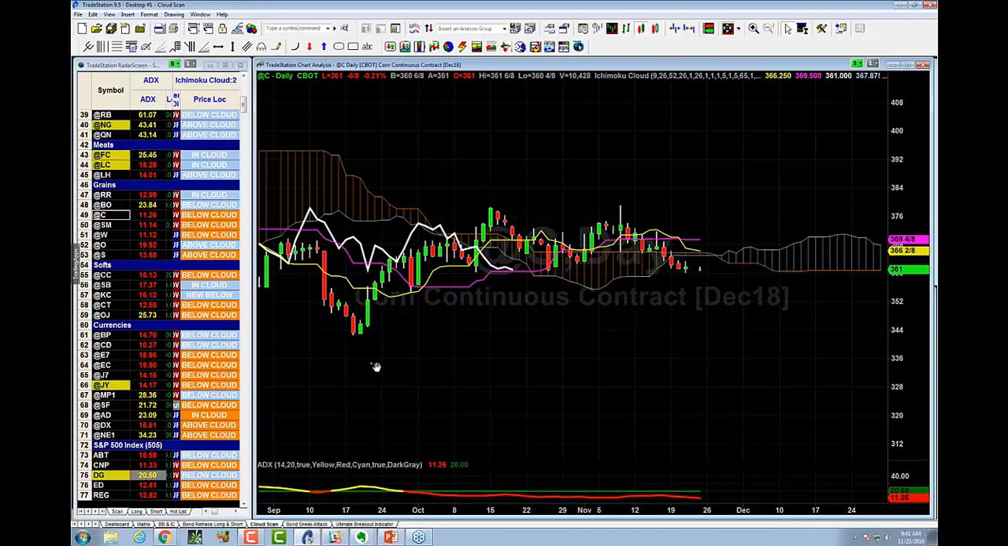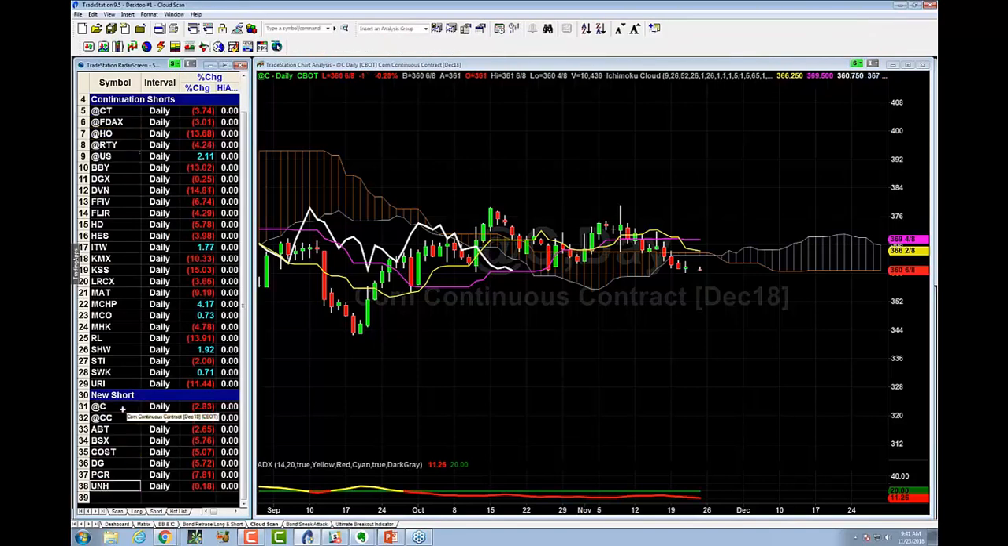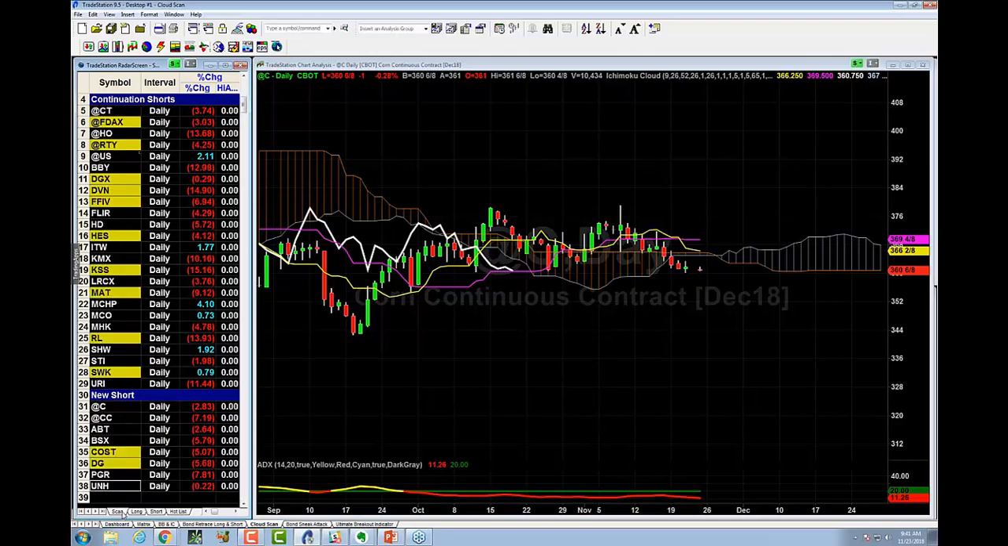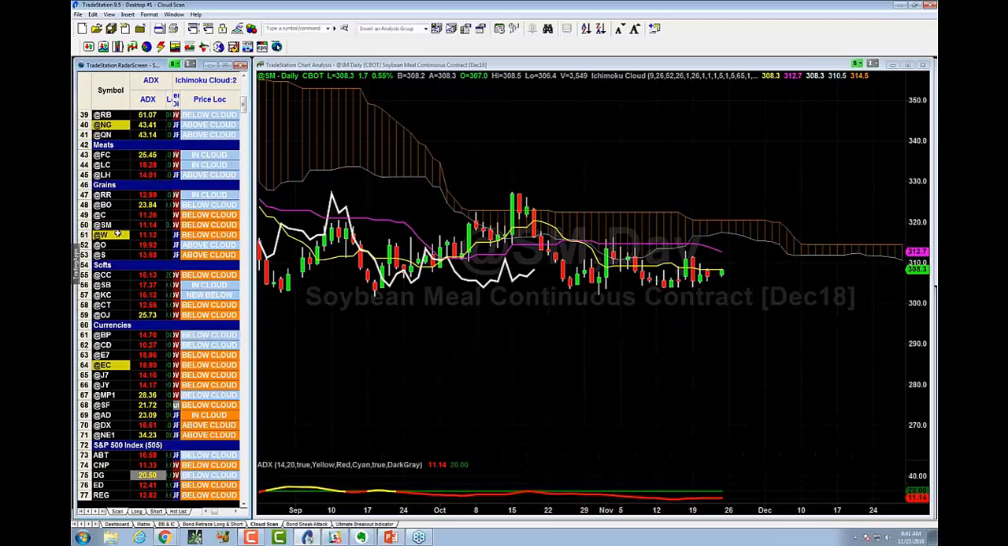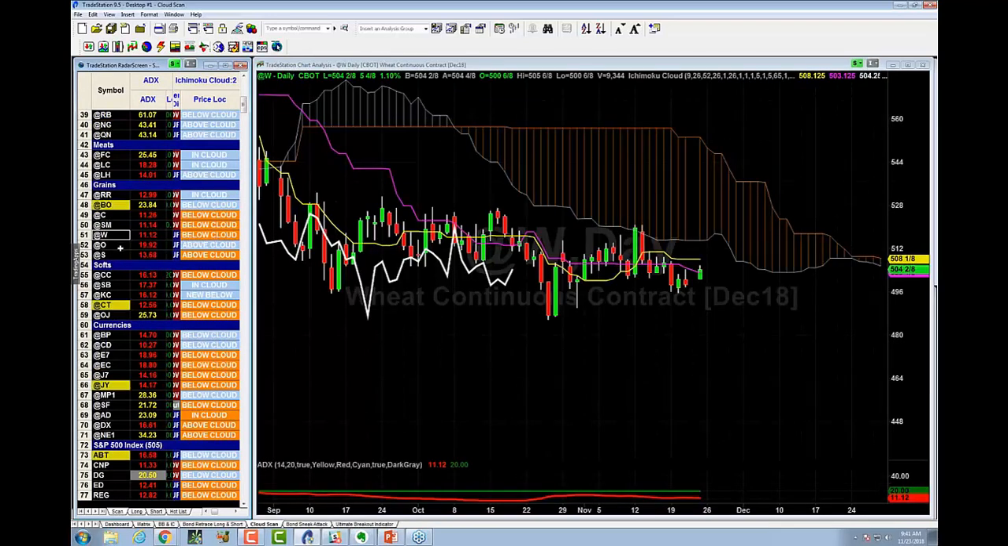So what I would do is I'd come over here and go short tab, and I would add it to it. You see, I did that 3 days ago. That's why I'm saying that was in my new short position, because it just crossed below the cloud 1 to 3 bars below. All right. Now I go back over to my scan page, and then I go soybean meal. That's a short. Wheat. That's a short.